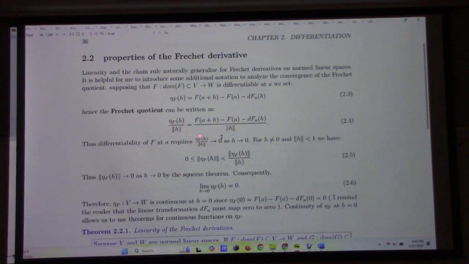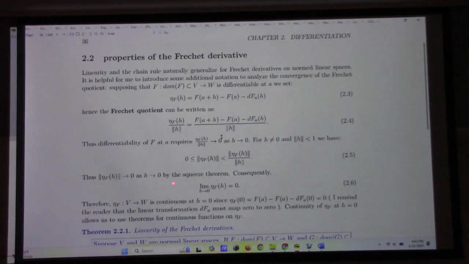Notice that if we have differentiability, it is to say that this quotient goes to 0 as h goes to 0. But if h is not equal to 0 and the norm of h is less than 1, we also have this inequality here, right? And then by the squeeze theorem, if this goes to 0, that goes to 0, what's in the middle squeezes to 0 as well. So you see that not only does the quotient of eta sub f of h over norm h have to go to 0, eta sub f of h also must go to 0, of course.